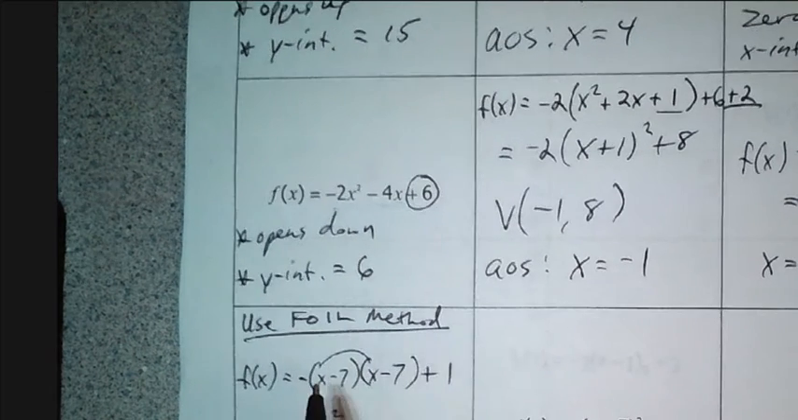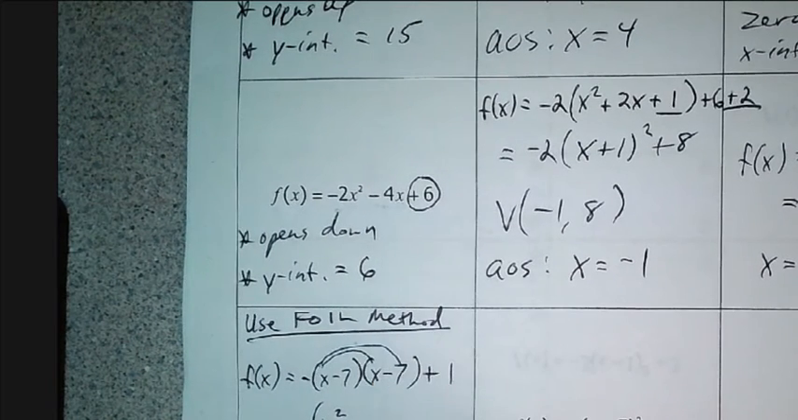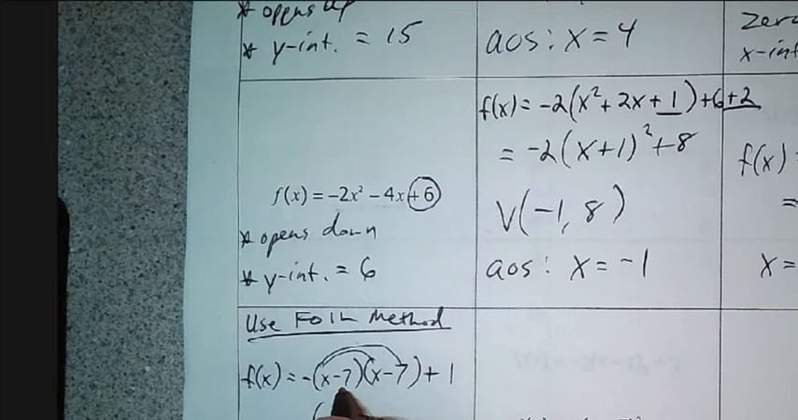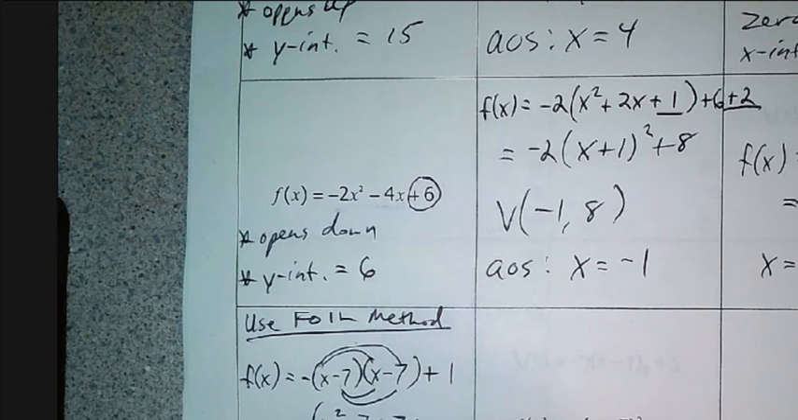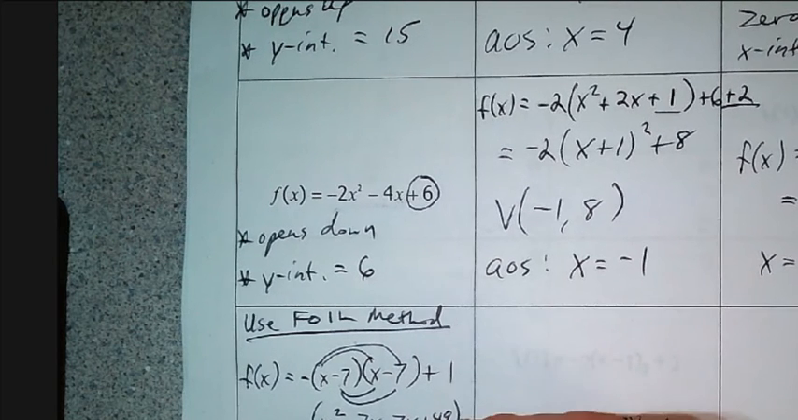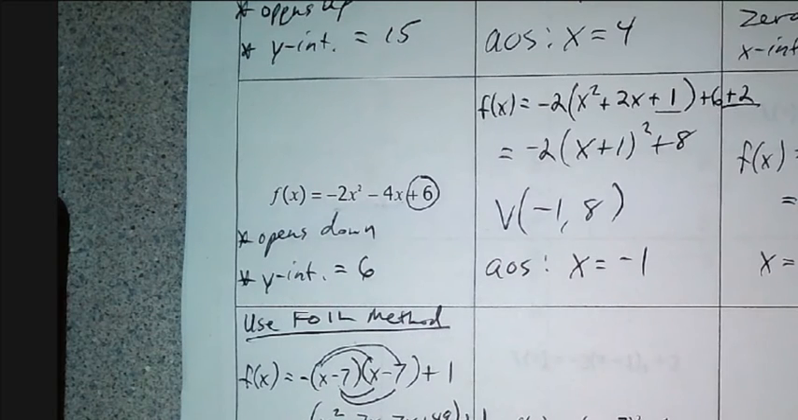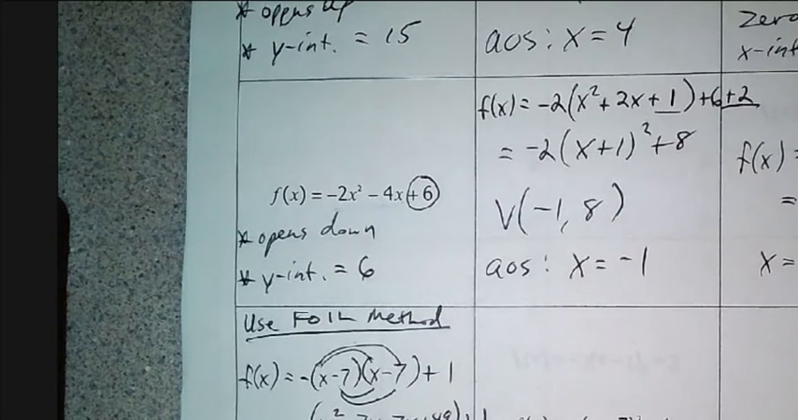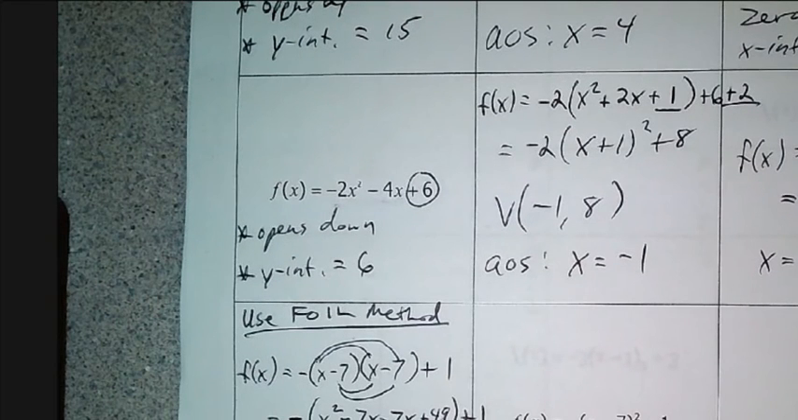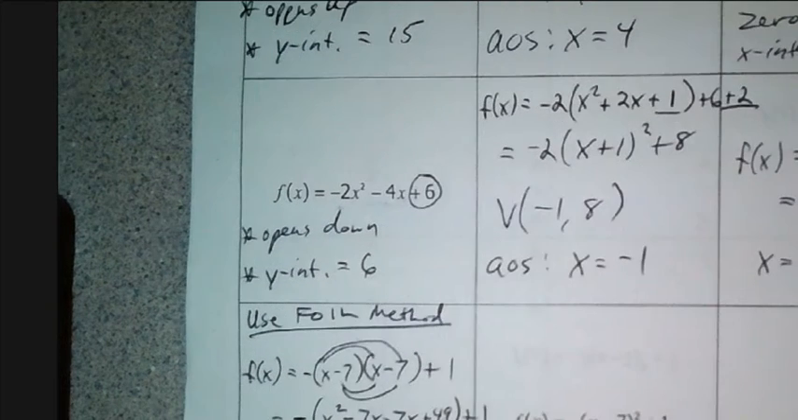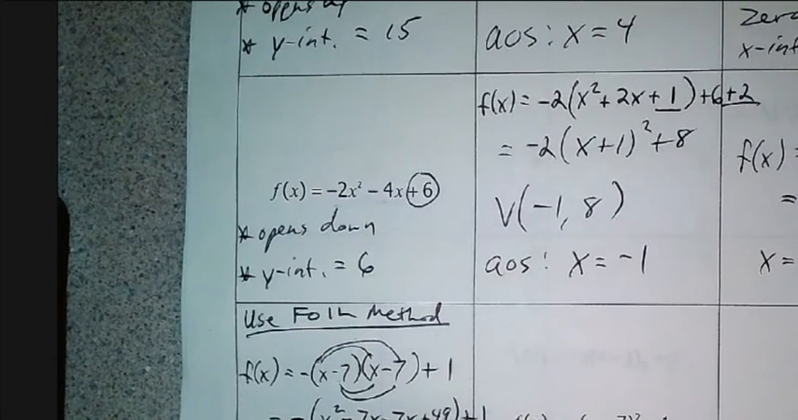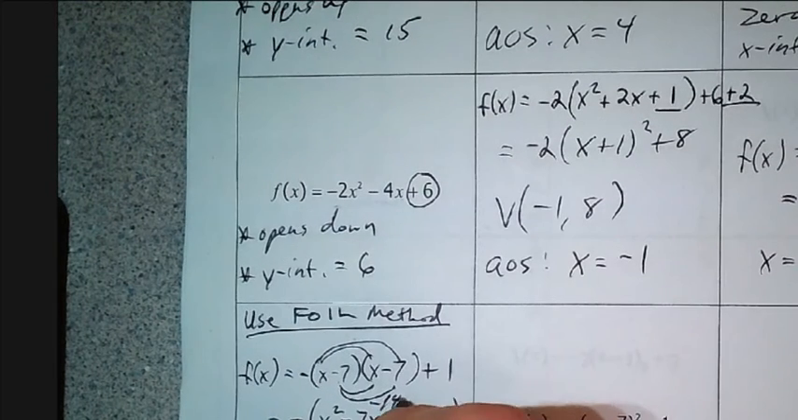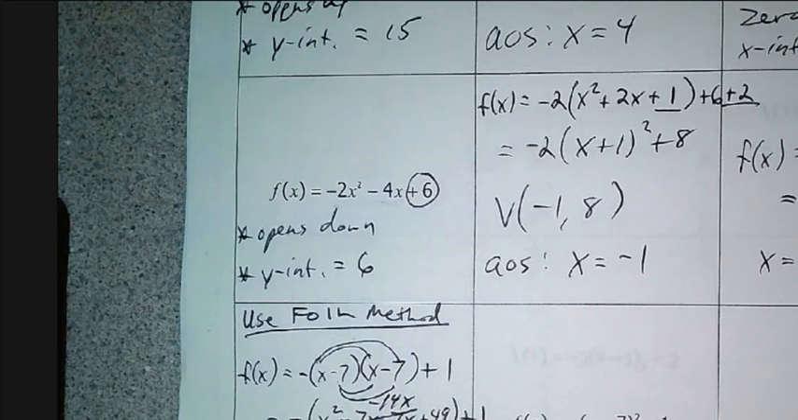And then x times negative 7. Negative 7x. And then negative 7 times x. Negative 7x. And then negative 7 times negative 7. It's positive 49. And then that positive 1 is still there that we'll deal with later. Okay, now, we can combine some things in here. What is negative 7x minus 7x? Negative 14. Okay, so that's really negative 14x. I'm going to just write negative 14 right there.